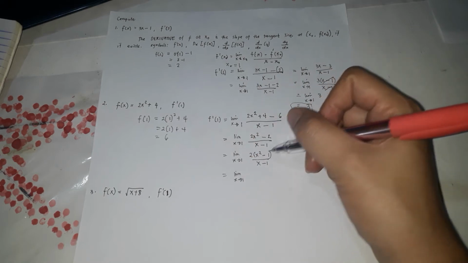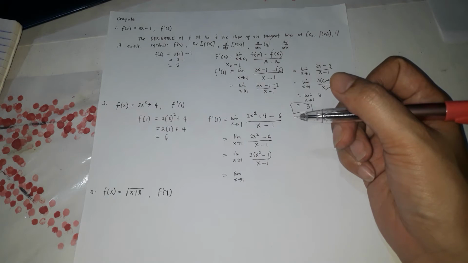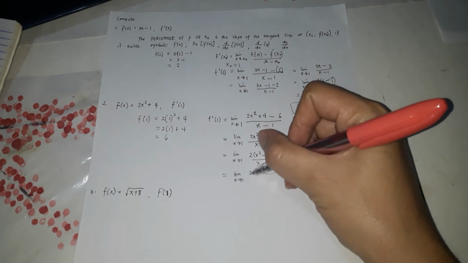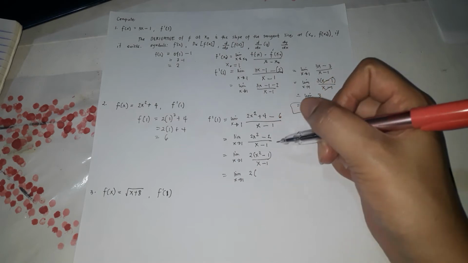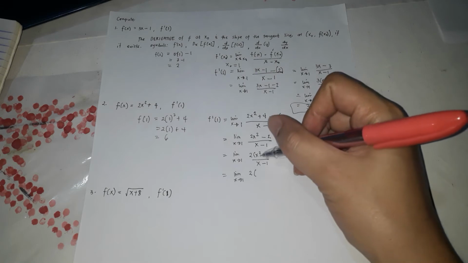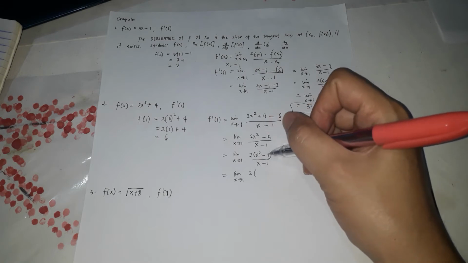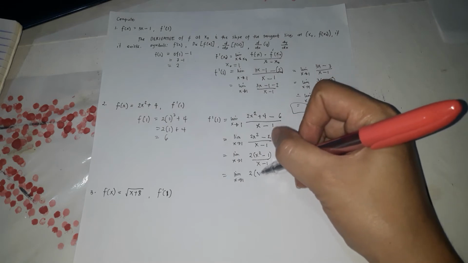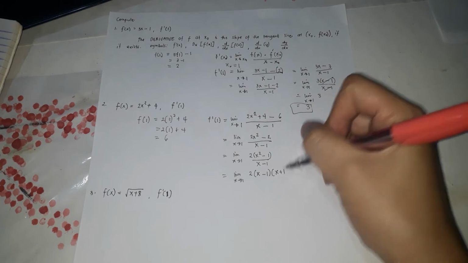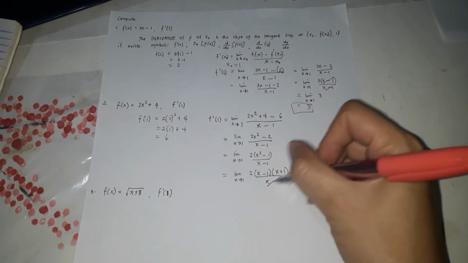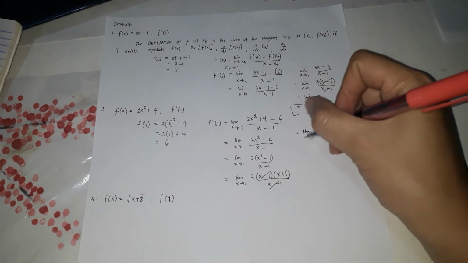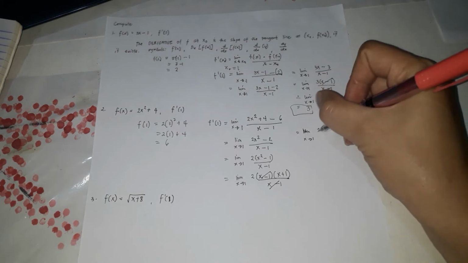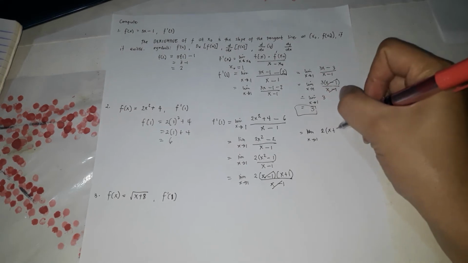So how do we factor this? That's the difference of two squares. So a squared minus b squared is equal to a plus b times a minus b. So this is a. Our a is x, and our b is 1, because this is 1 times 1. So a minus b is x minus 1, and a plus b is x plus 1. So over x minus 1, cancel this out. So the answer is just the limit as x approaches 1 of 2 times x plus 1.